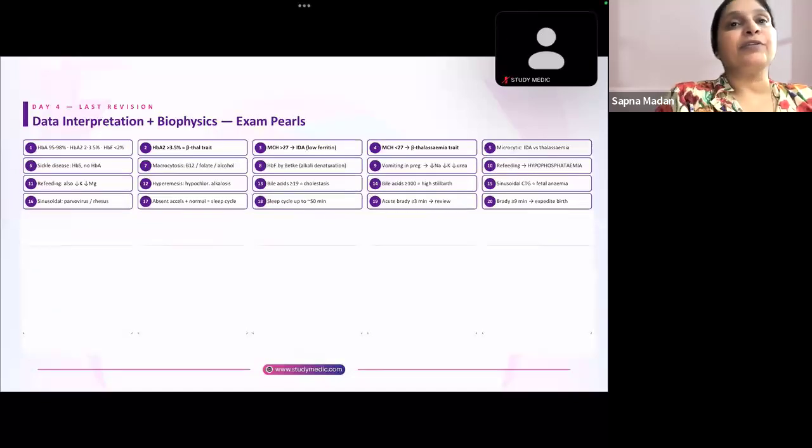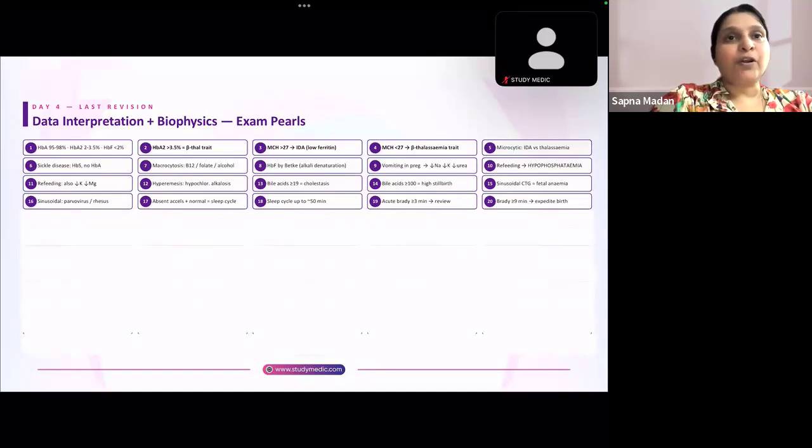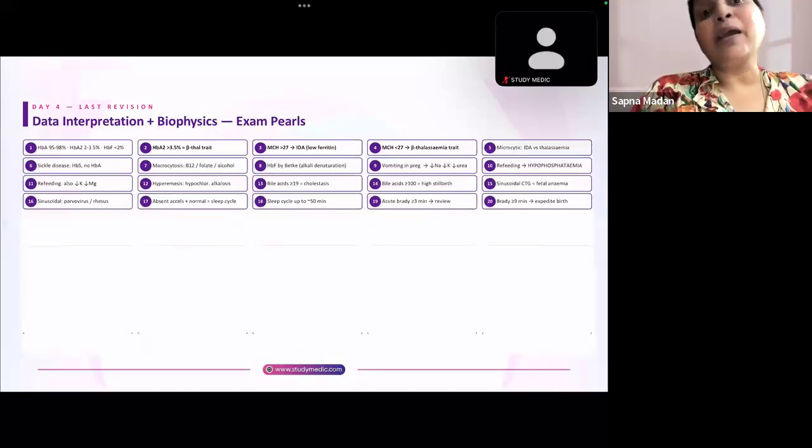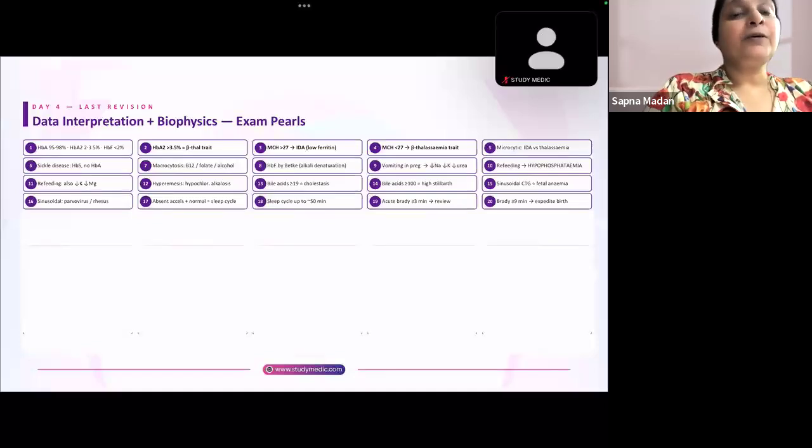Acute bradycardia, if it is more than or equal to 3 minutes, then you have to send the patient for urgent consultant review. And if it lasts for more than 9 minutes, then you need to expedite the birth. So once the acute bradycardia presents, rule out acute events like uterine rupture or cord prolapse or abruption. And if none of these are present, you can wait up to 9 minutes and then expedite the birth if it doesn't improve.